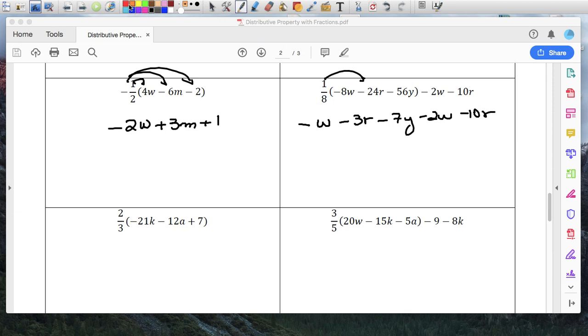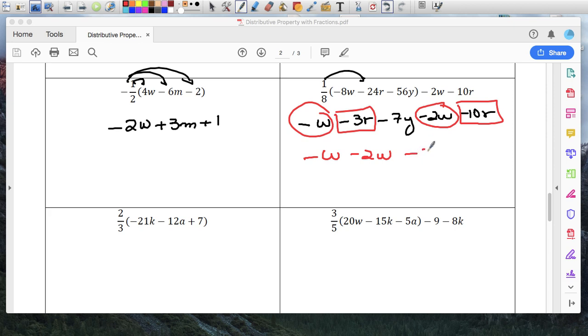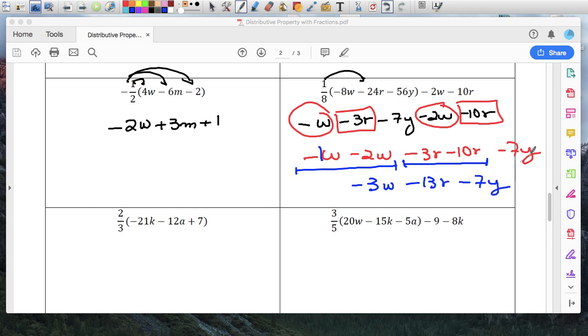So there's a couple of terms here that I can combine. It's going to be this guy, and this guy, and this fellow with this fellow. Minus y, minus 2w, sorry, minus w, minus 3r, minus 10r, minus 7y. If you feel more comfortable when you're subtracting, you put a 1 over here, so this becomes negative 1 minus 2, or negative 1 plus negative 2, and you get negative 3w. Next one, you get negative 3 minus negative 10, and it's going to give you negative 13r minus 7y.